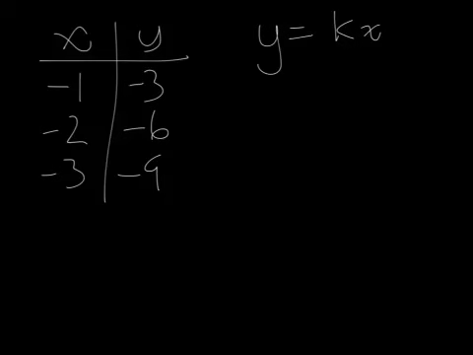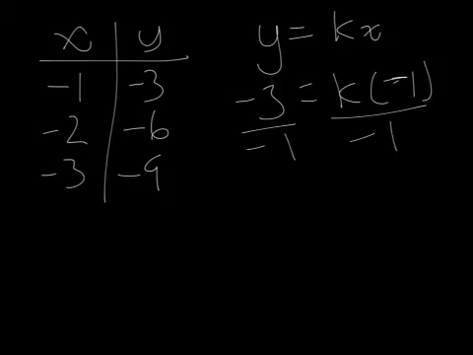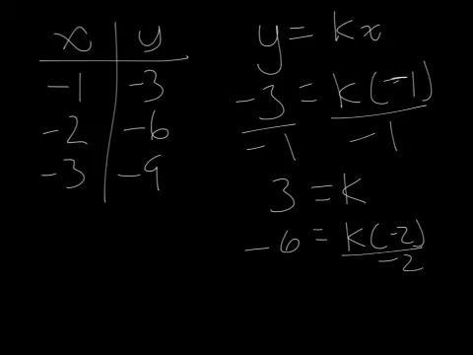Alright, so let's look at this. To start with, we've got a y value of -3 corresponding to an x value of -1. So we're going to say -3 = k times -1. We divide by -1, and a negative divided by a negative is a positive, so we get k is equal to 3. Let's try another one to make sure. So we've got -6 = k times -2. We divide by -2, and we again get 3 = k. So we know that our k value, our constant of variation, is going to be 3.